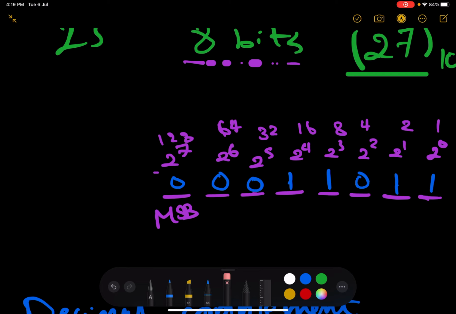To find the 2's complement, we should first find the 1's complement. As I told you previously, you can't get the 2's complement directly. You should find the 1's complement and then you add 1 to it, and then you'll get the 2's complement for the number.